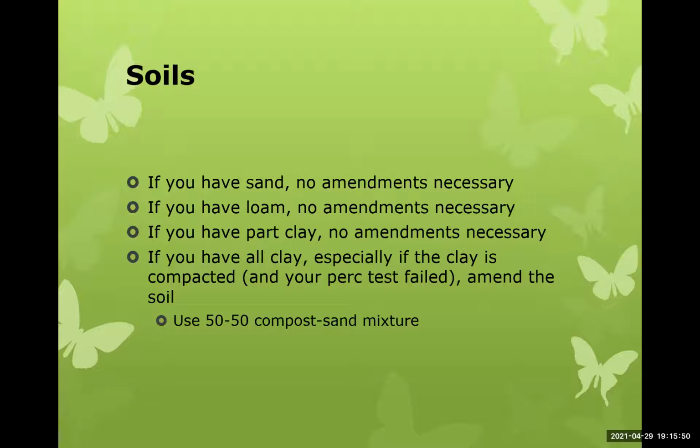But in most instances, that's not necessary. We rarely amend the soil. I'd say in about the 60 rain gardens we've built, maybe 5 or 7 of them we have amended the soil.